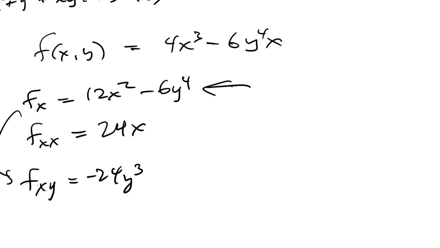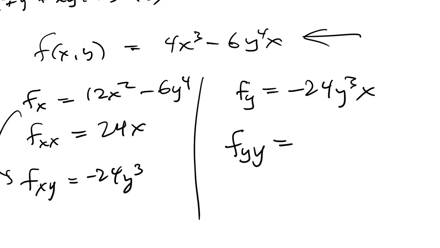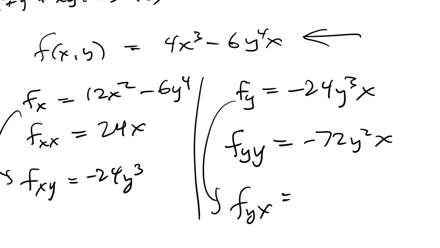You can do the same thing for y, all right? So I'm going to take my function, I'm going to take the derivative with respect to y, and I get, first term drops out, negative 24y cubed, and then the derivative with respect to y again, I get negative 72y squared. X is just a constant. And now I'm going to take this one here, f sub yx. All this is a constant with respect to x, so it's just going to be negative 24y cubed. And these are the mixed partials.